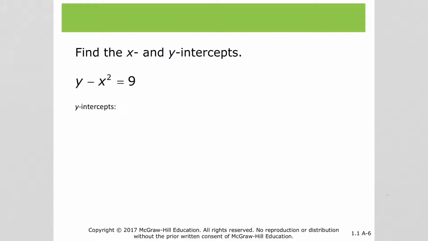As far as the y-intercept, we plug in where x is 0, excuse me. So we have this. And so that just gives us y equals 9. So there is a y-intercept at (0, 9).